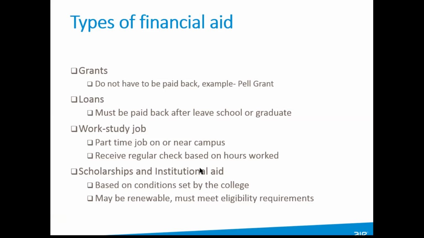Another type of aid is scholarships, or what I refer to as institutional aid from the school. Sometimes scholarships can be outside of the school, but oftentimes that scholarship awarding company will want the student to complete the FAFSA. Now, the institutions will always want the student to complete a FAFSA. With scholarships, they may be renewable, and you have to meet the eligibility requirements in addition to completing the FAFSA.